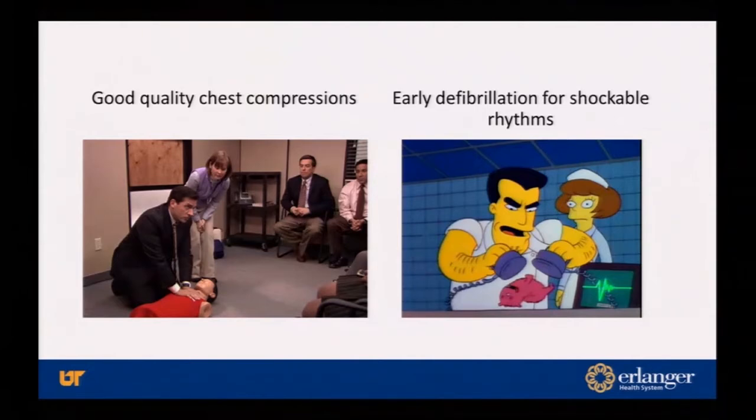So as you, the physician leader, you are responsible for assuring that there are good quality chest compressions during the cardiac arrest. The second part is early defibrillation for shockable rhythms, which has been shown to get you out of cardiac arrest quicker. So that's important to note that before you do anything, if you have any suspicion that you have a shockable rhythm, you want to defibrillate early.